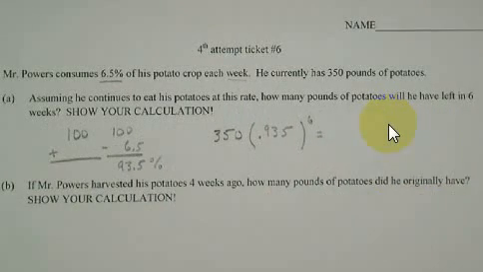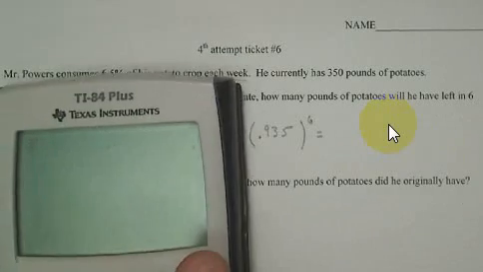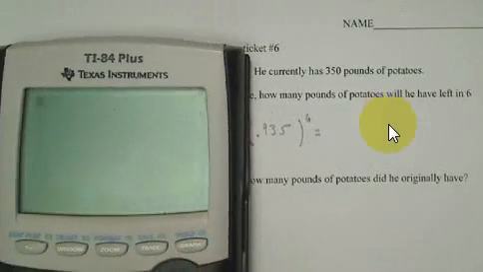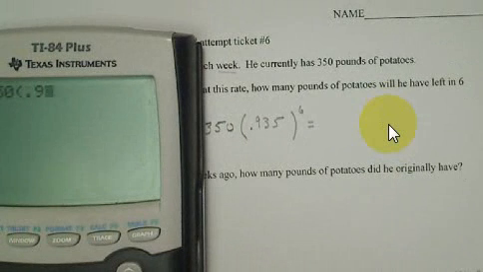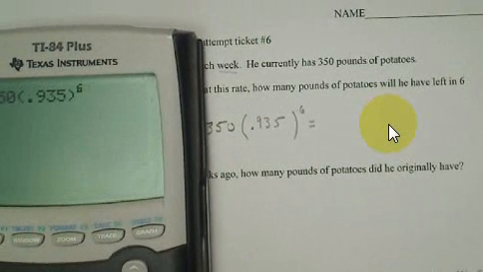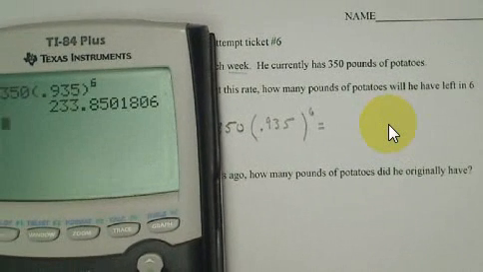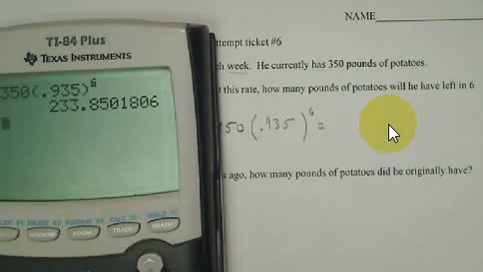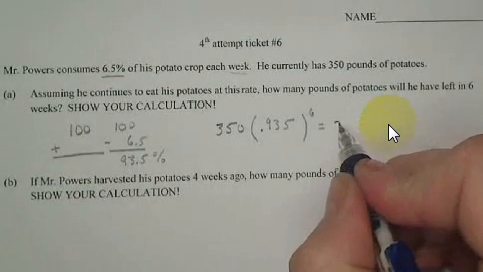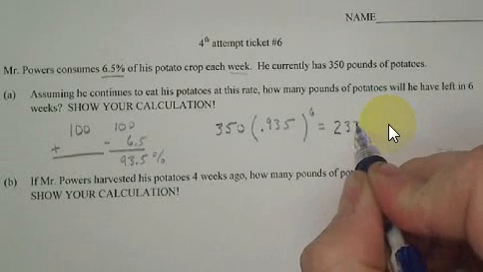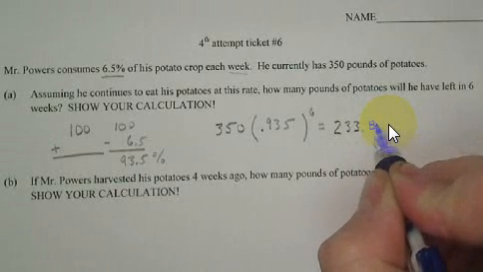At that point, we just go right to our calculator. I'm going to put that right here under the screen so you can kind of see what's happening from my calculator. 350. Then I use the parentheses there, 0.935. And we're going to raise that to the 6th power, or 6 weeks later. 233 pounds, and we'll go ahead and do 2 decimal places. So 233.85.